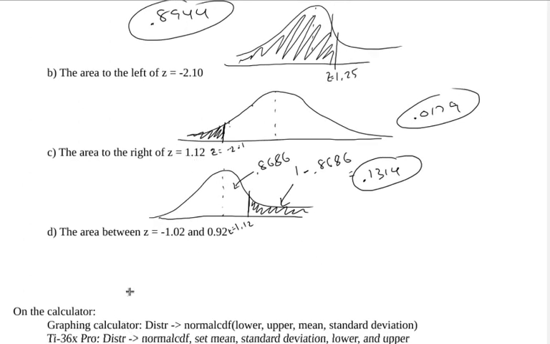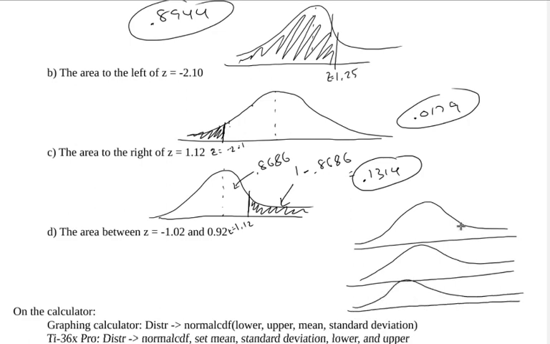If I want to find the area between two values, then this gets a little bit more complicated, but it's actually not so bad. Actually, let me draw a couple of them, one over the top of the other. So z equals negative 1.02, I'm going to call it right there. And z equals 0.92, I'm just going to say is over here somewhere. My chart can tell me a couple of things. I can look up the area to the left of this value, and I can also look up the area to the left of this value.